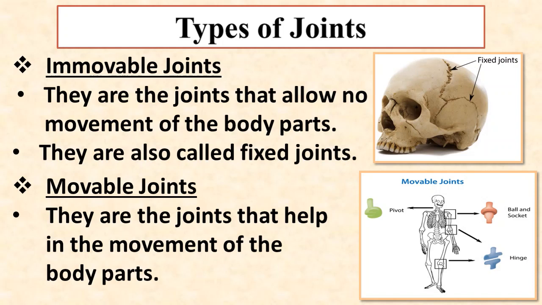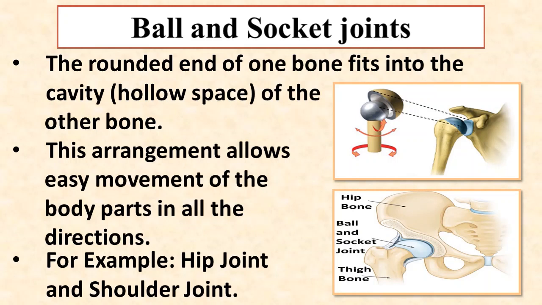Such joints are found in skull. Except the joints present in the skull, all the joints found in the body are movable joints. Movable joints are the joints that help in the movement of the body parts. Let's learn about the joints one by one. First of all, we will learn about the ball and socket joints.